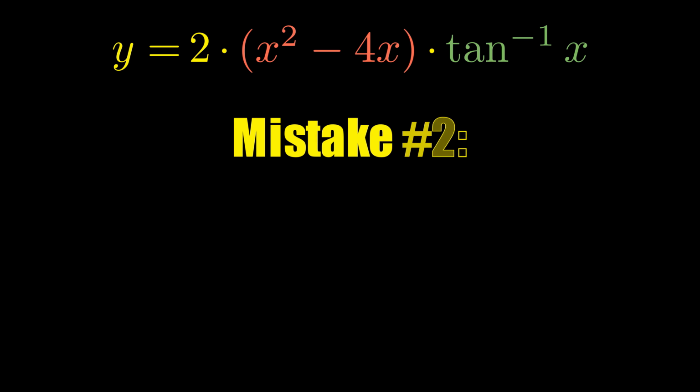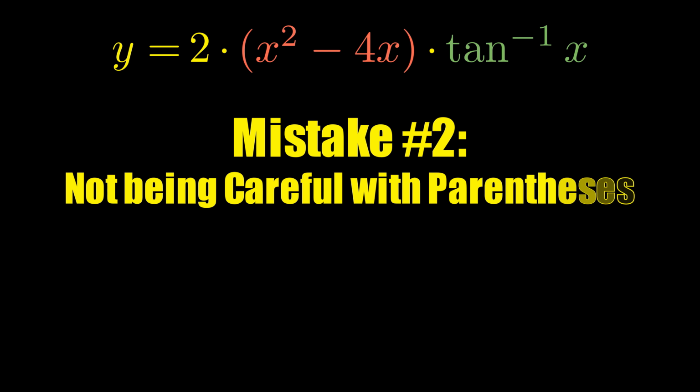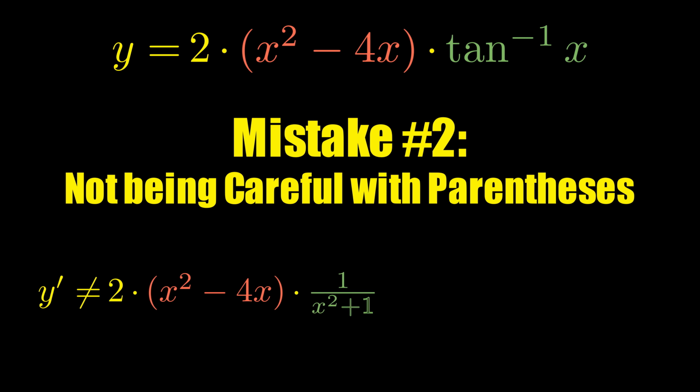Mistake number 2 is a little more subtle than mistake number 1. For this mistake, students will correctly remember to use the product rule, so they'll start off with first times derivative of the second plus derivative of the first times the second. But notice that the derivative of the first function is the entire quantity 2x minus 4.